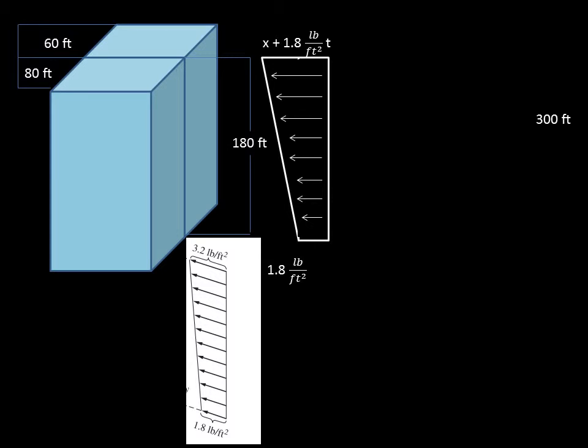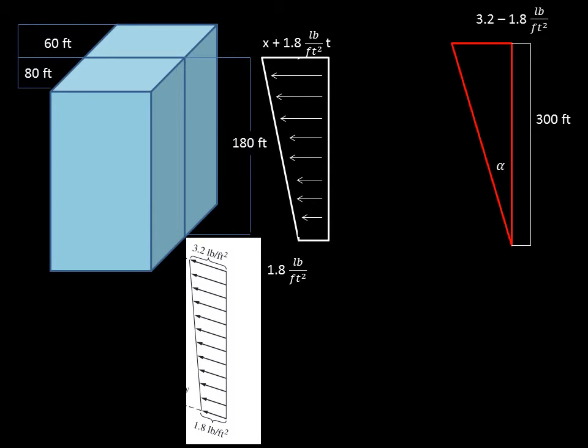We will have to establish a relationship for the distributed load. First, let us separate the rectangular component of the distributed load from the triangular component. Then, let us analyze the triangular component. As we can see, our unknown and the 3.2 pound per foot squared will be located at the shorter leg, while the altitude will be located at the longer leg.